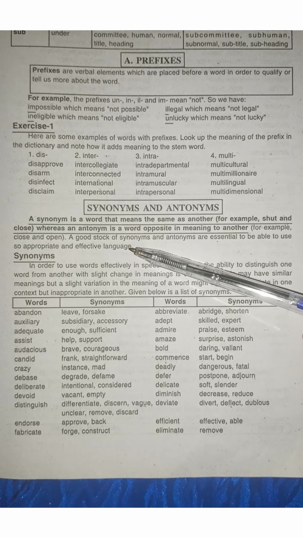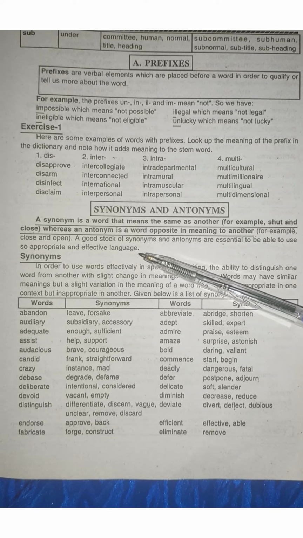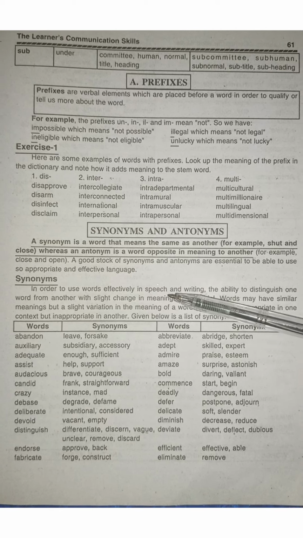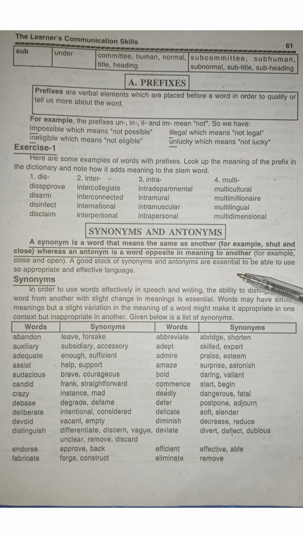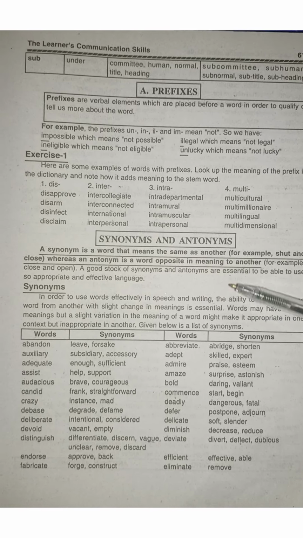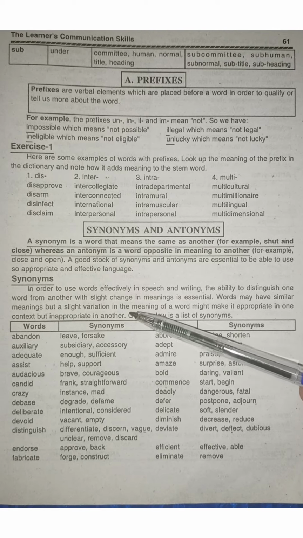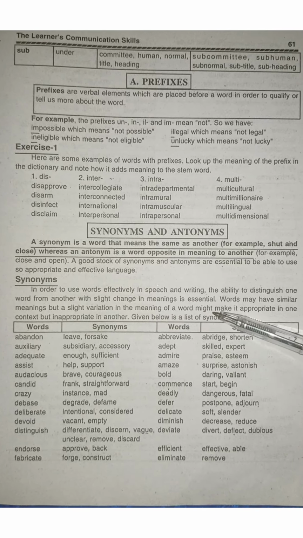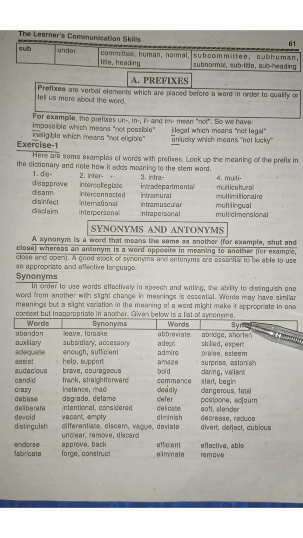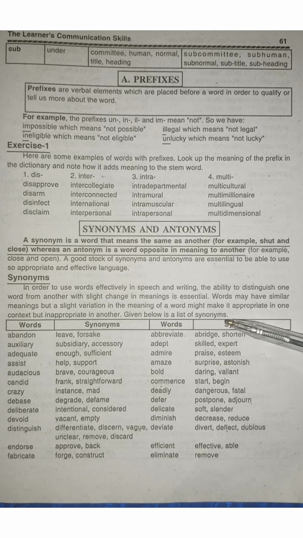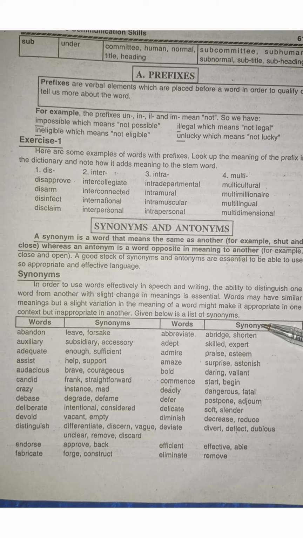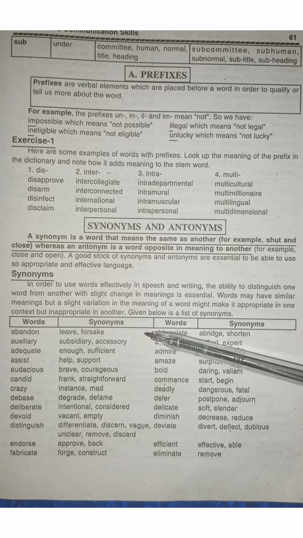Now we discuss about synonyms and antonyms. A synonym is a word that means the same as another. For example, shut and close, whereas an antonym is a word opposite in meaning to another. Synonyms mean the same and antonyms mean opposite. In order to use words effectively in speech and writing, the ability to distinguish one word from another with slight change in meaning is essential. So here we use synonyms. Words may have similar meaning, but a slight variation in the meaning of a word might make it appropriate in one context but inappropriate in another.